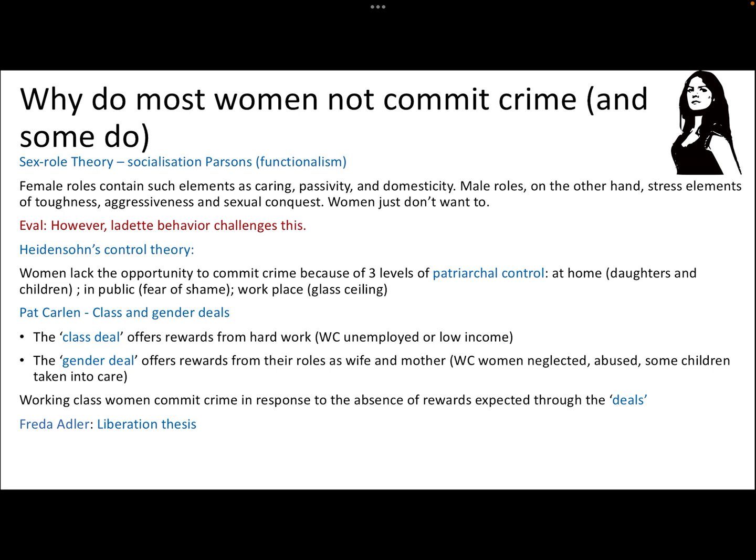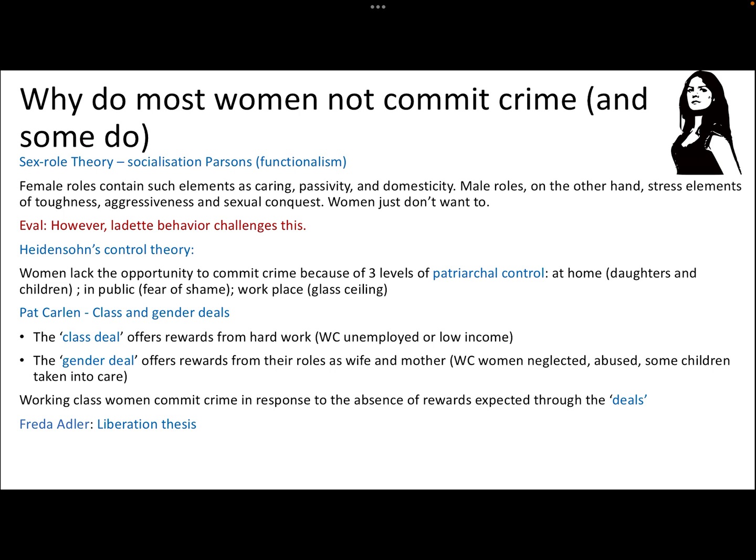But Carlen found that lots of working class women, and sorry, she did her research in a prison. So these are women who had been convicted of a crime. And she found that many of the women that she interviewed had suffered incredible neglect as children, but also as wives and as mothers. They were neglected by partners, they were abandoned. Many of them were abused physically, sexually, and were very, very much damaged in that way. They hadn't benefited from an emotional reward.